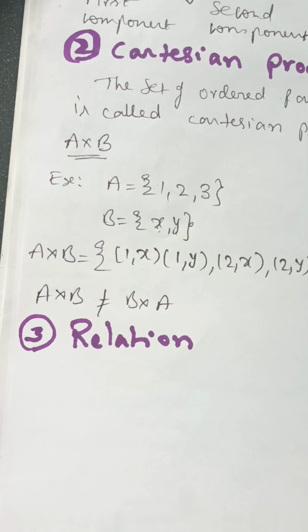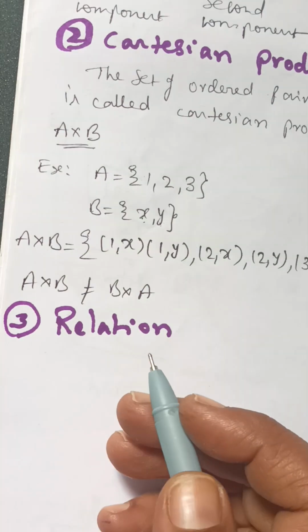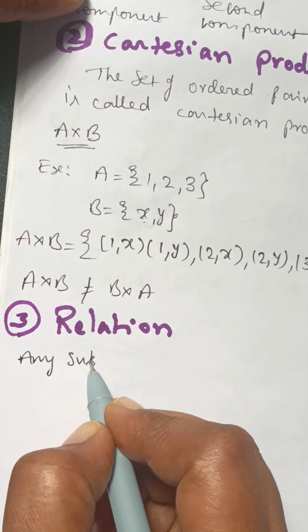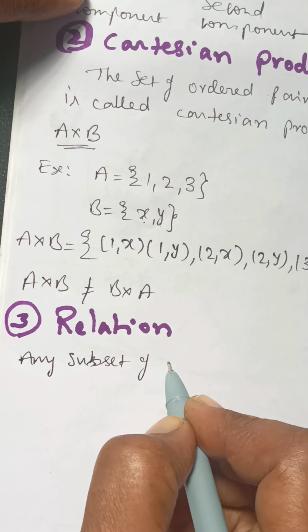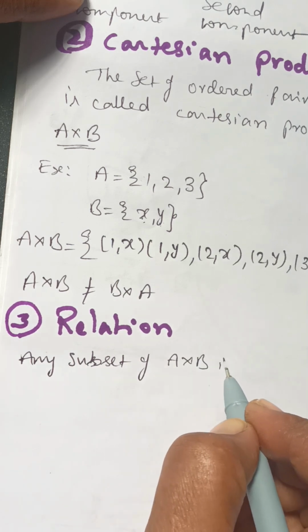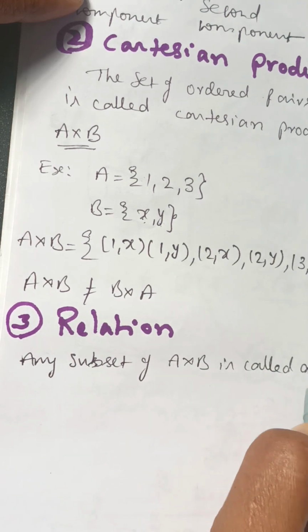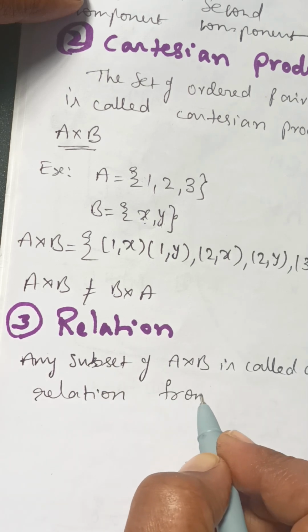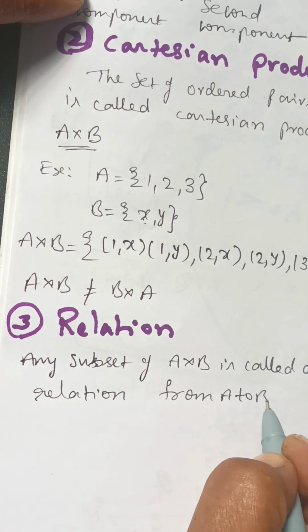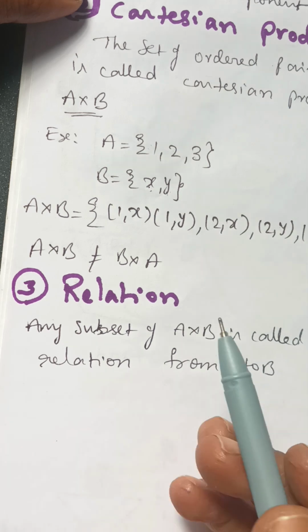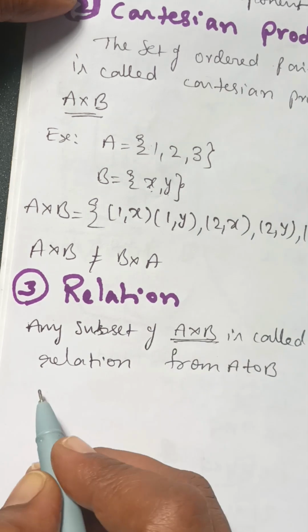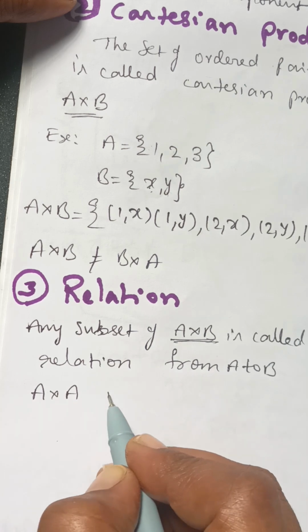Next one is a relation. Any subset of A cross B is called a relation from A to B. A relation from A to A is called a binary relation. So a subset of A cross A is a binary relation.